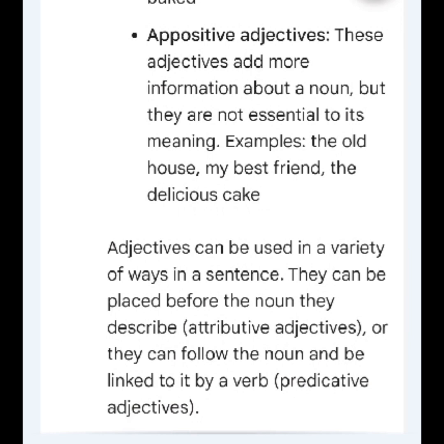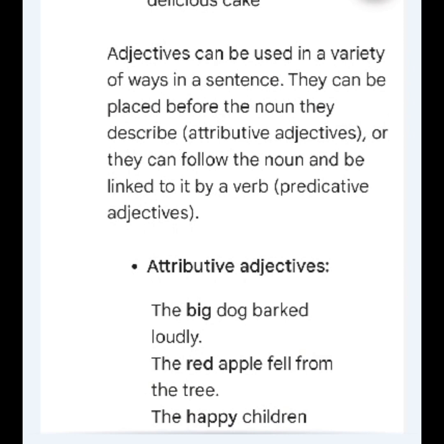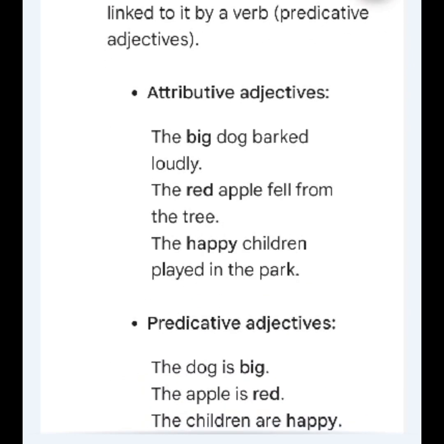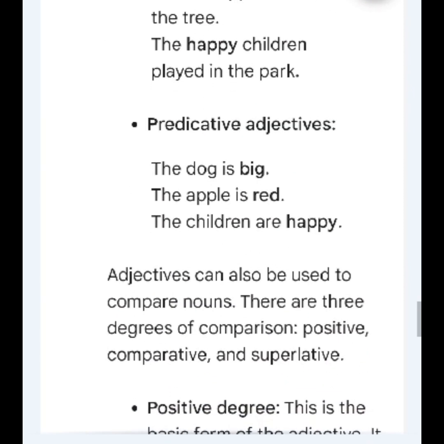Adjectives can be used in a variety of ways in a sentence. They can be placed before the noun they describe, attributive adjectives, or they can follow the noun and be linked to it by a verb, predicative adjectives. Attributive adjectives. The big dog barked loudly. The red apple fell from the tree. The happy children played in the park.